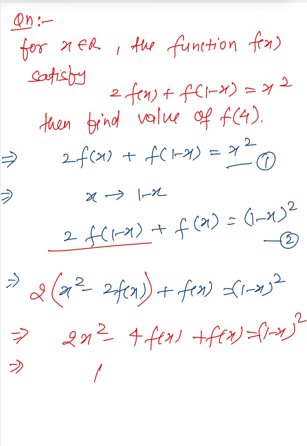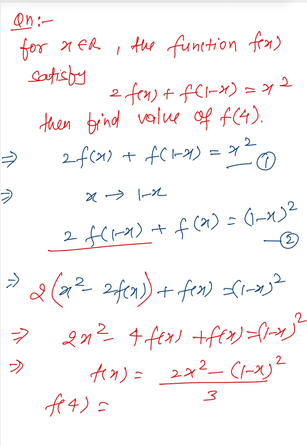So from here, f(x) is equal to 2x square minus (1 minus x) whole square upon 3. Now we have to find the value of f of 4. It is what? 2 into 16 minus 9 upon 3. So finally, after simplification, we will get the answer 23 by 3. So this is the answer of this question. So this is a simple question, and the answer of this question is 23/3.